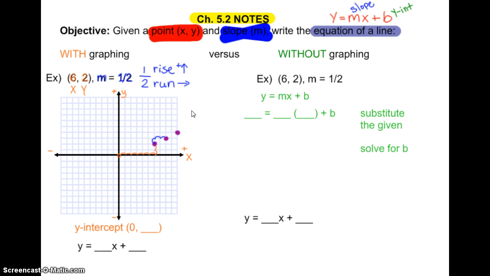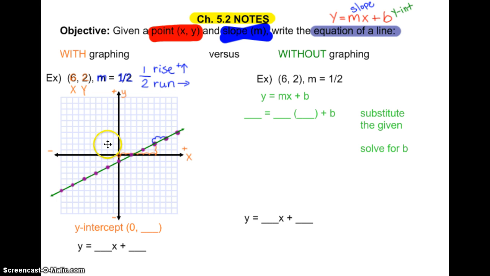Notice my first point is at 6, 2. My second point's at 7, 3. And my third point is at 10, 4. Now that I have 3 points, I'm going to draw my line. It may be hard to tell where my y-intercept is, so I'm going to use my slope to go in the other direction. Instead of going up 1 and to the right 2, I can go down 1 and to the left 2. Notice I'll land on the same line because I used a double negative.